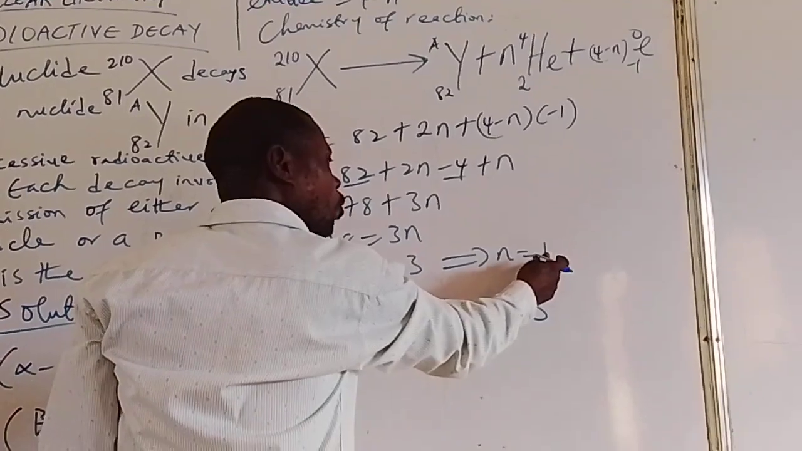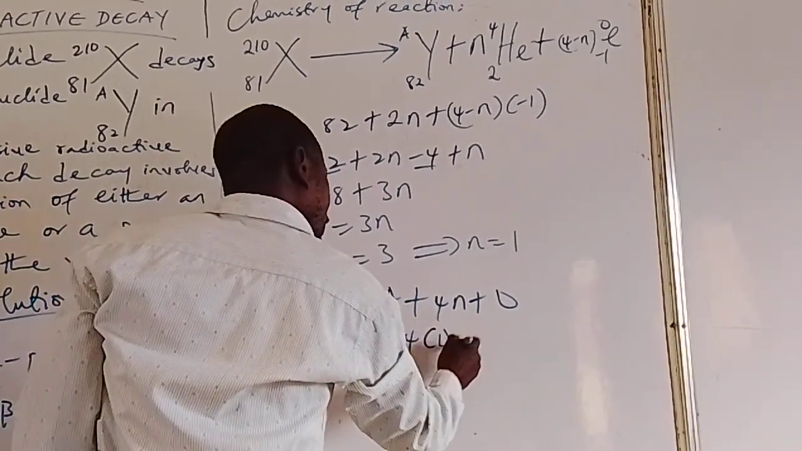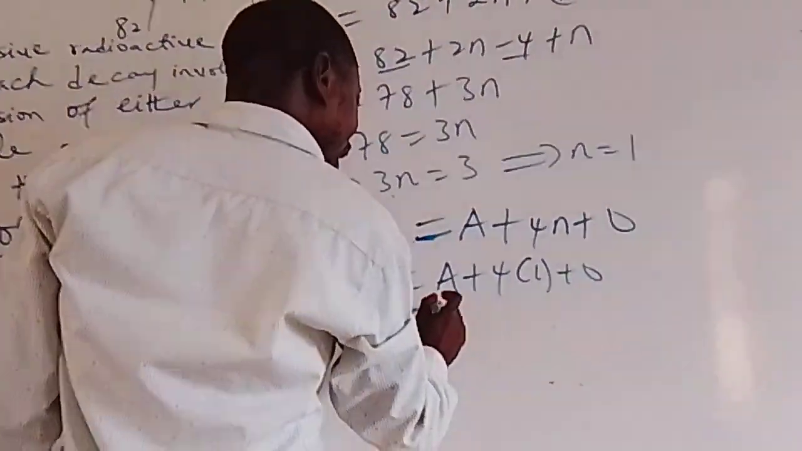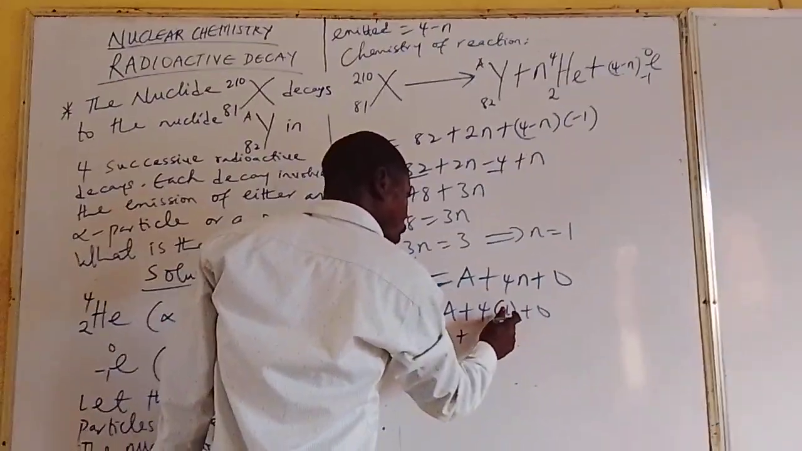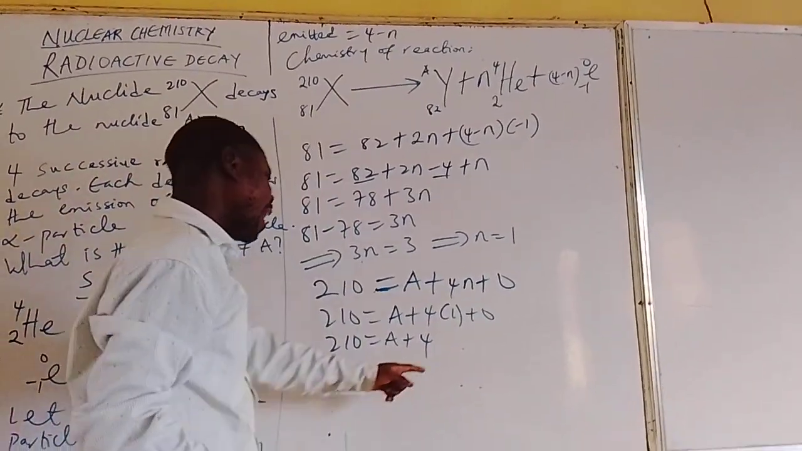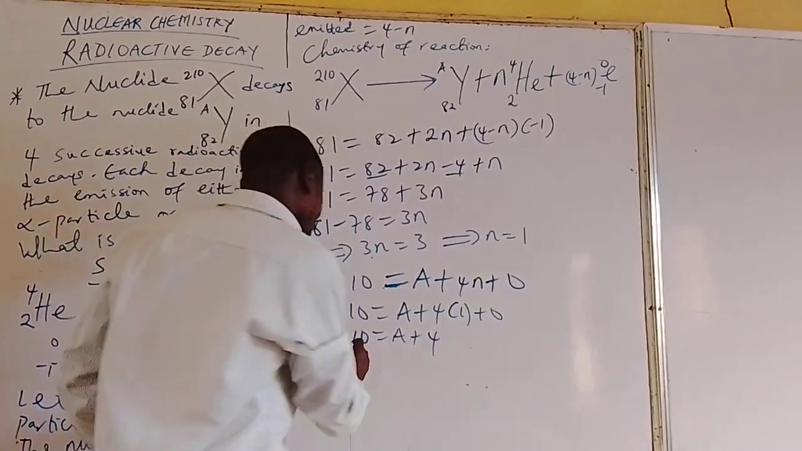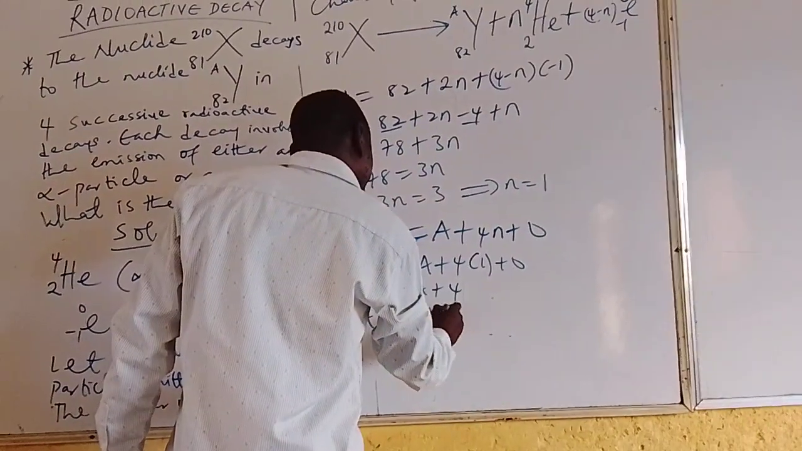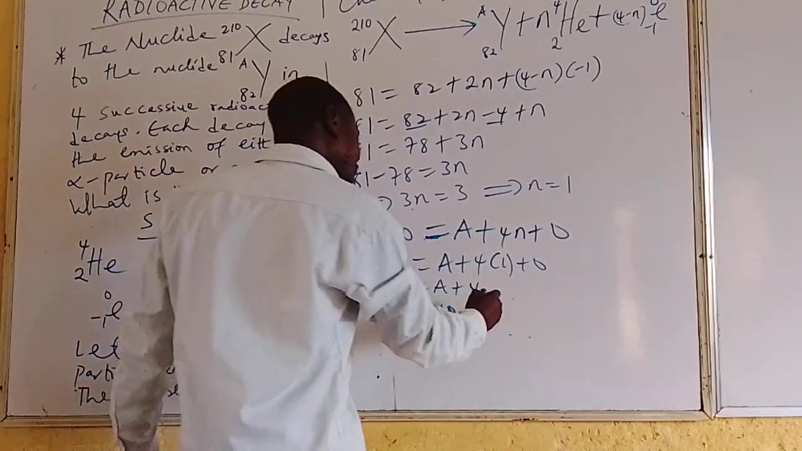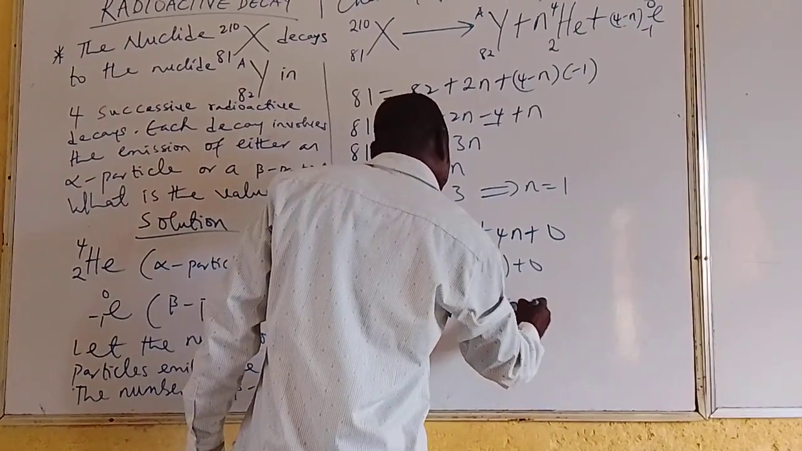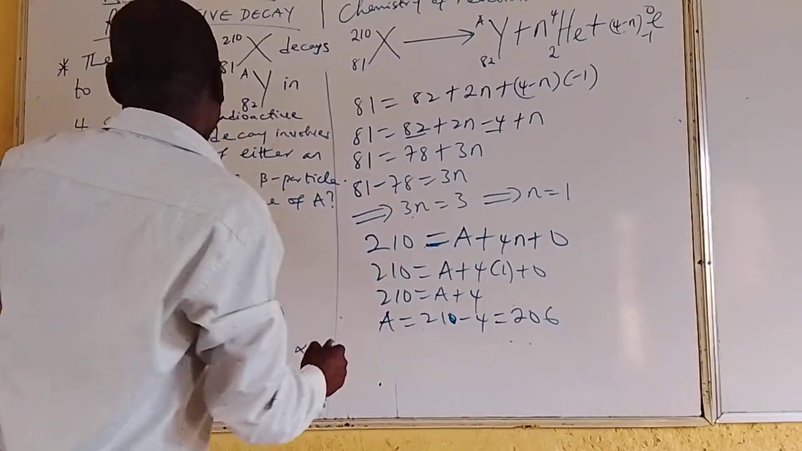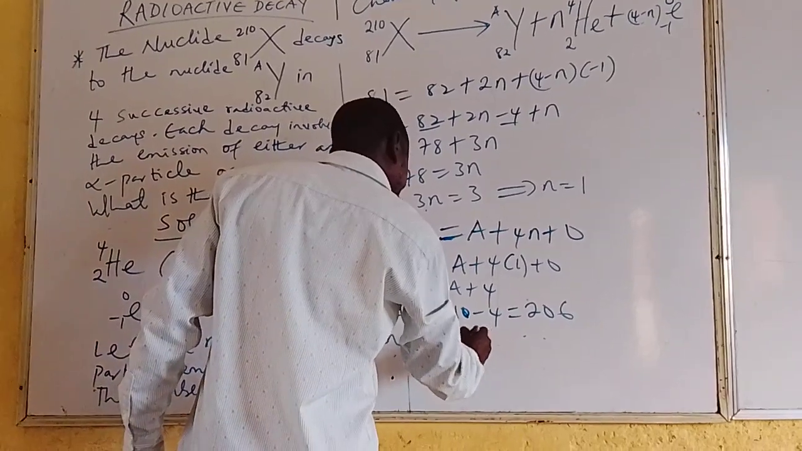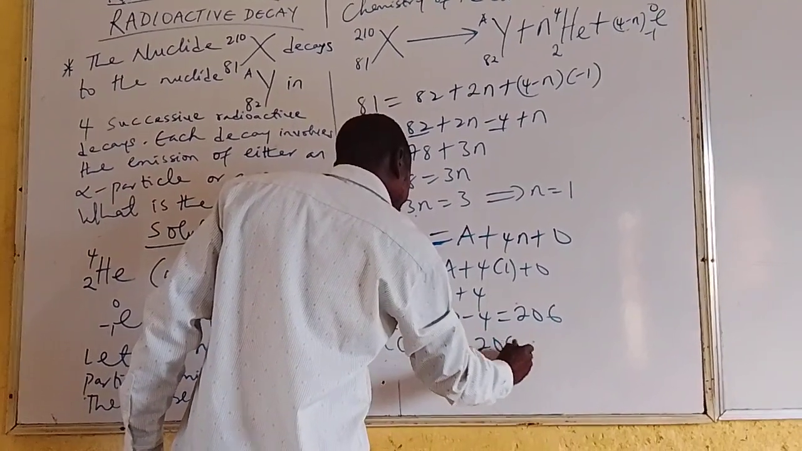So 210 is equal to A plus 4. Then n is already 1. We substitute 1 for n, plus 0. So numerically, we have 210 is equal to A plus 4 times 1, which is 4. 4 plus 0 is 4. So if A is made the subject of the equation, A is equal to 210 minus 4. So A is equal to 206. So hence, what is the value of A? Hence, A is equal to 206.